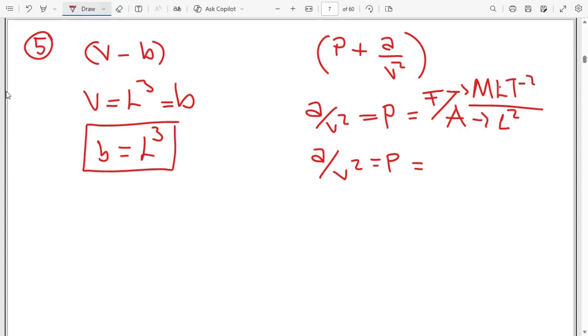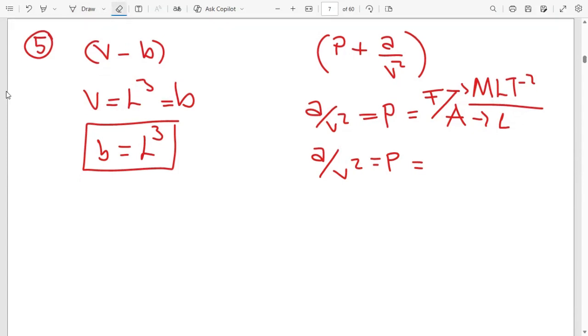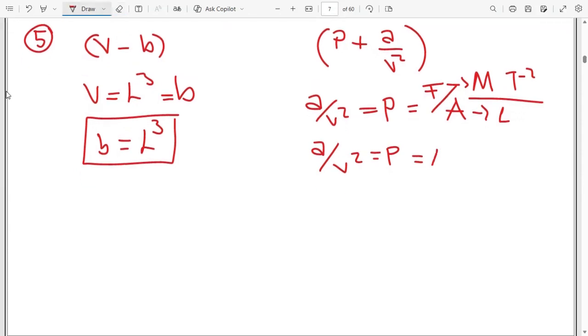I can tell you that one L will cancel out with one of the L's on the denominator. Hence, we're going to remain with one L on the denominator, and no L at all on the numerator. Therefore, we're going to have M L to the power minus 1, since it's a denominator, T to the power minus 2. So these are the dimensions of pressure.